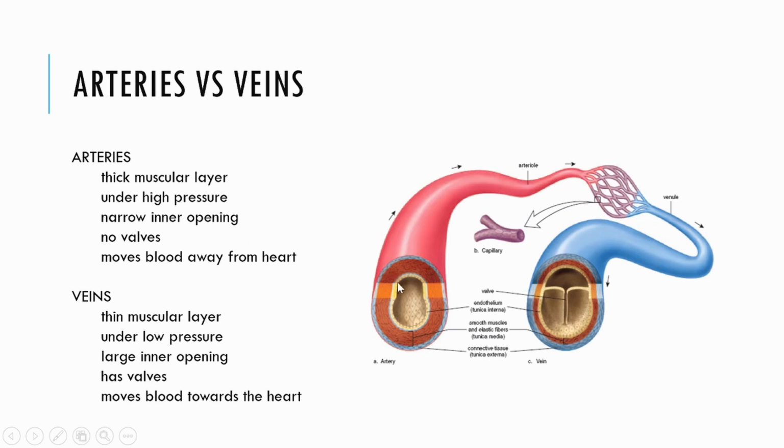The arteries have a much more narrow space on the inside. We call that the lumen, and so that's going to be a much more narrow, smaller space, versus the veins where it's a much more open space on the inside.